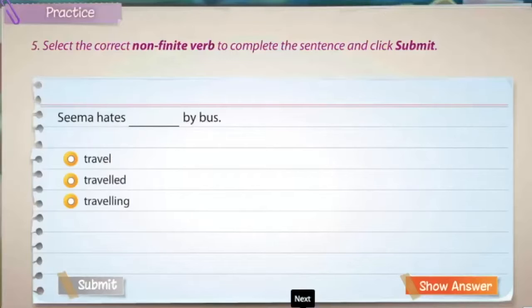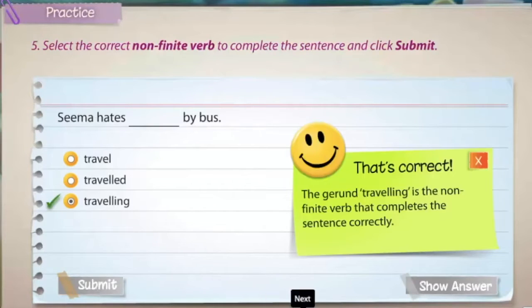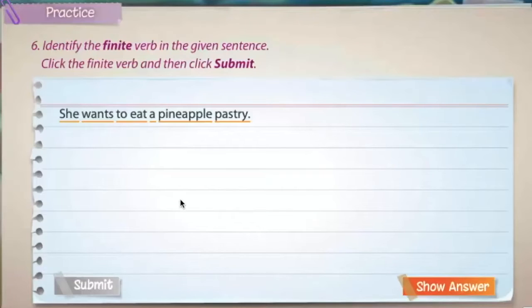Seema hates dash by bus. Seema hates traveling by bus. She wants to eat a pineapple pastry. Identify the finite verb in the given sentence. Click the finite verb and then click submit. She wants to eat a pineapple pastry. So finite verb will be wants.